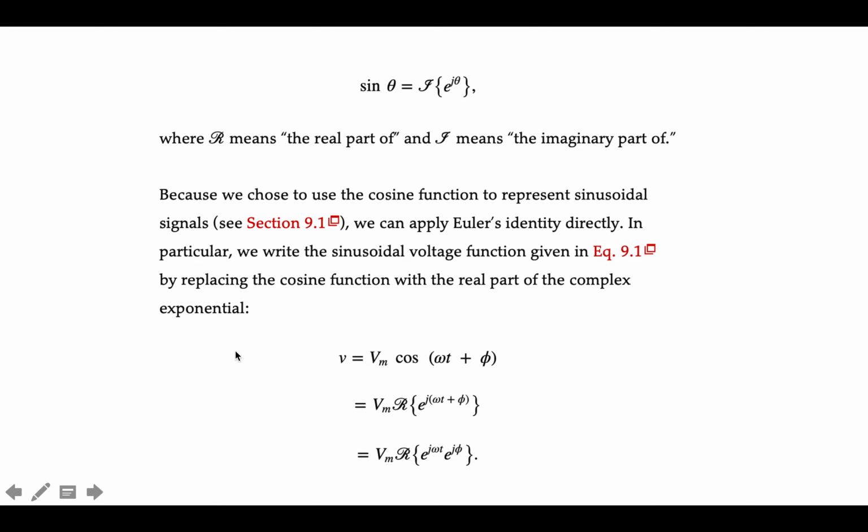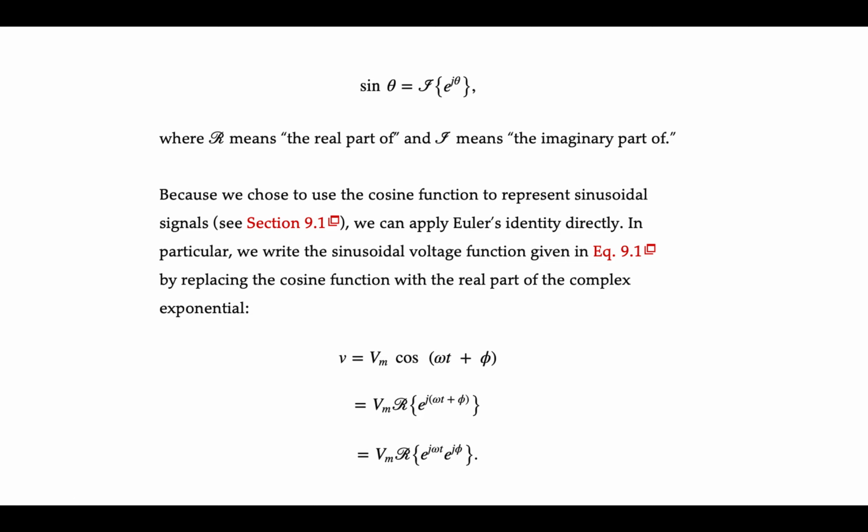All right, sine of theta can be written as the imaginary part of e to the j theta. So this is why, as I said, we chose to use the cosine function. If we have some function v of t in the time domain equal to some magnitude times cosine of omega t plus phi, this cosine of omega t plus phi part can be written as the real part of e to the j omega t plus phi.